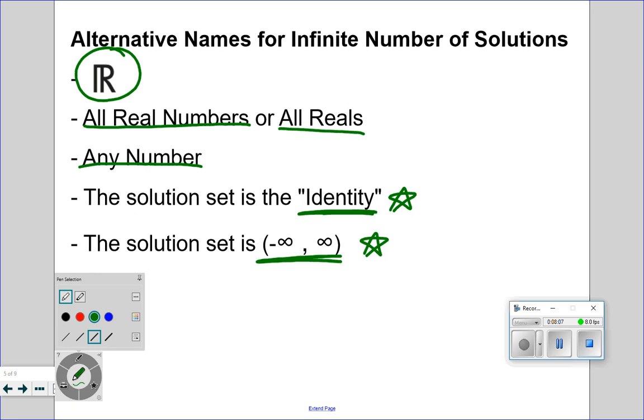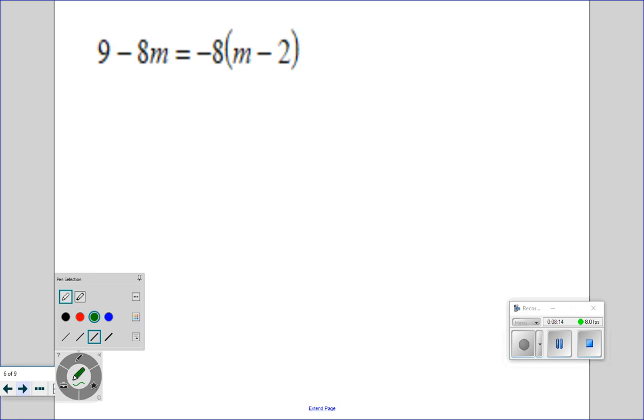Okay, so let's do some examples of some that aren't quite as obvious or as simple to see if it's no solution or all reals, and not all the ones we do will be a special case. All right, so we'll just start solving these equations.